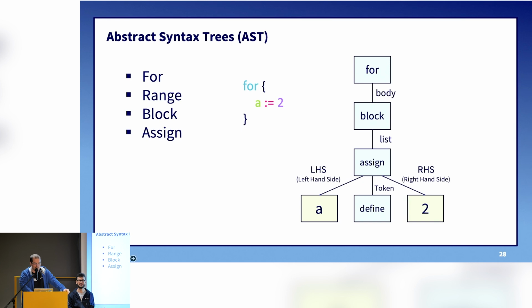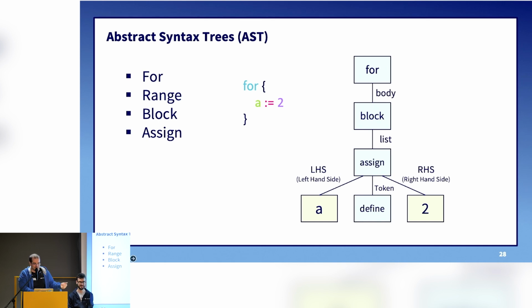So we have the for loop, the body of the for loop, which is of type block. Inside this block, there is a list of statements, and in this case, there is only one statement, which is an assign. This assign statement has a left-hand side value of the variable a and a right-hand side value, which is the constant 2. And the token is define because we use the walrus operator, colon equal.